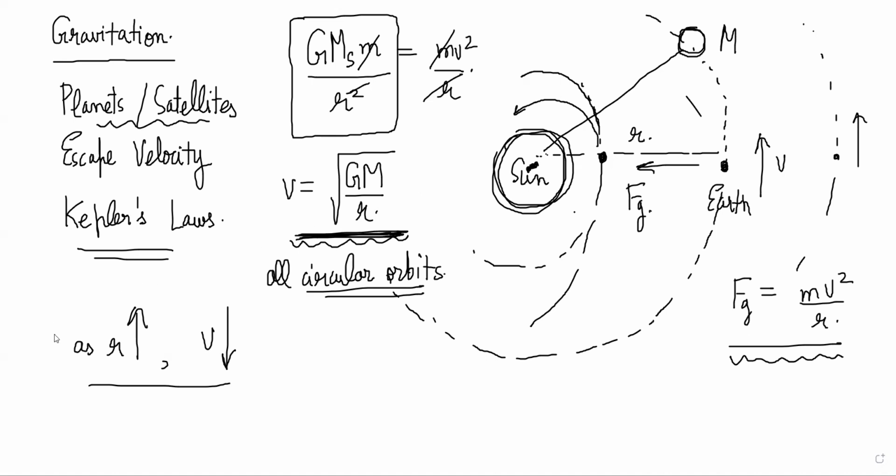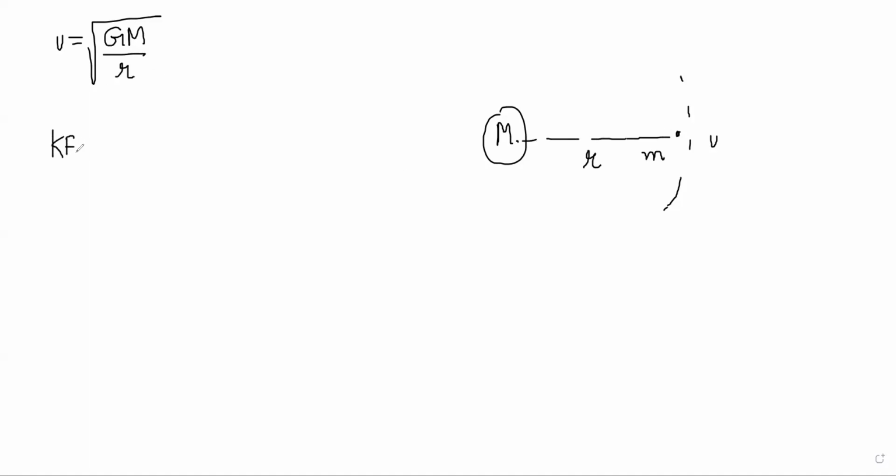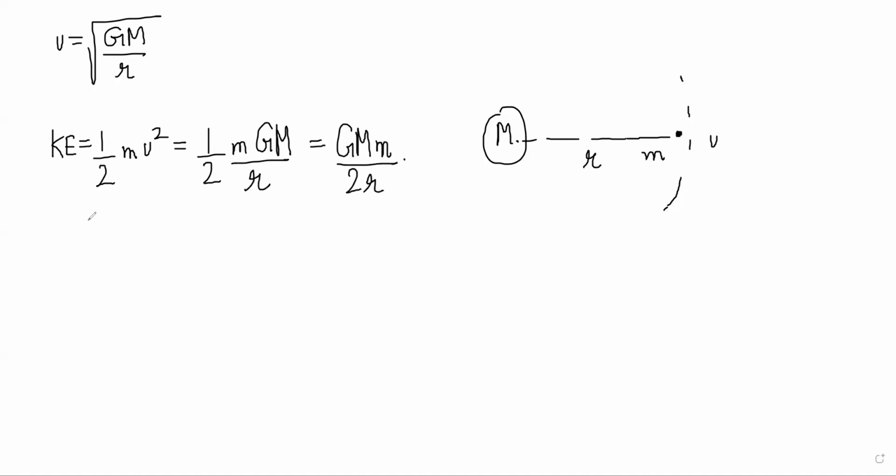Now, using that, we can figure out the kinetic energy and potential energy. So v comes out to be root GM by small r, where small r is the radius of this orbit. So kinetic energy is half small m v squared, which is half m G capital M by r. So you're getting this as the kinetic energy in a particular orbit.